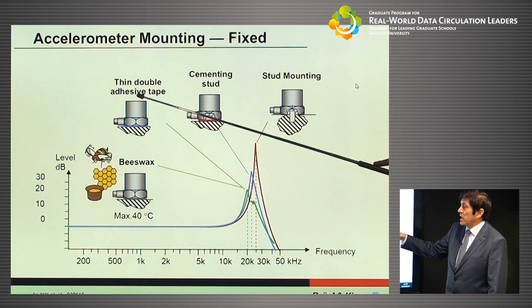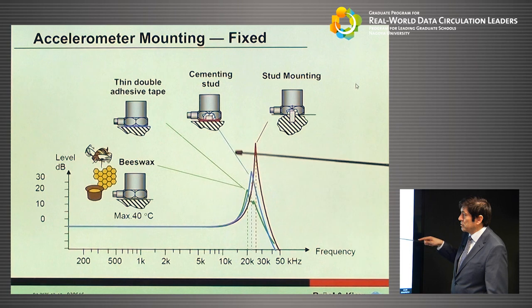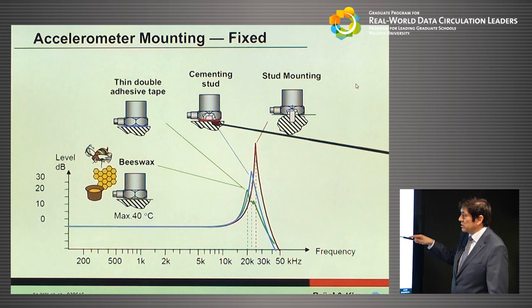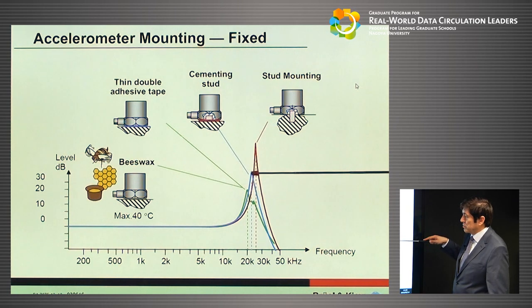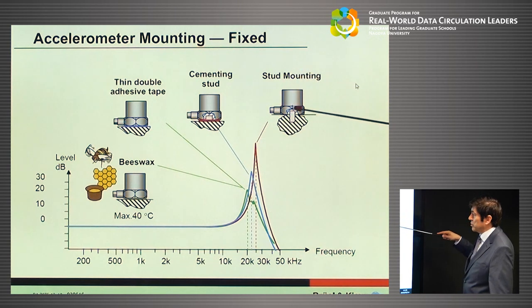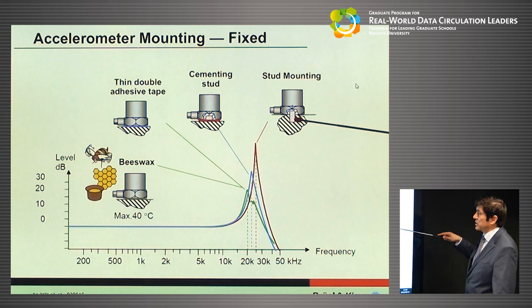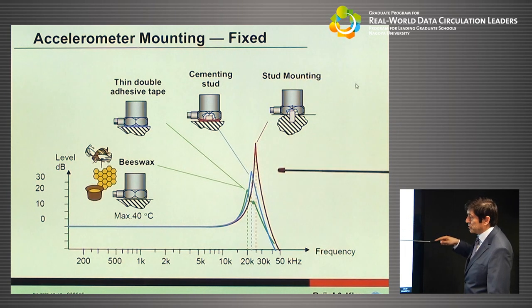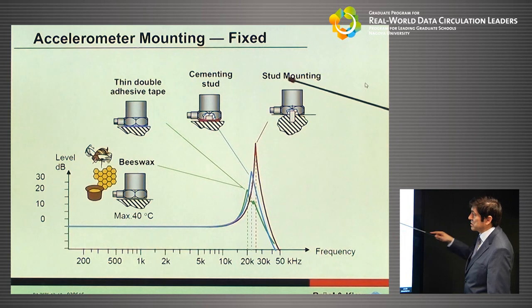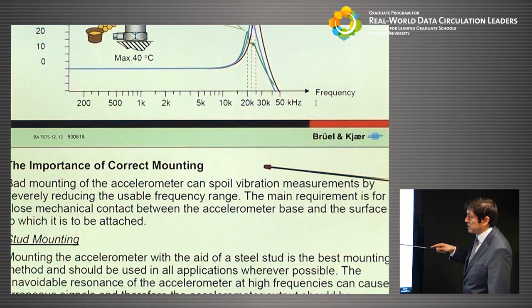How to fix the sensor? We can use adhesive tape, so we get this frequency curve, or stud. We can use a stud, that blue curve, cementing stud, and stud mounting, this red curve. So the highest frequency is obtained for stud mounting. That's the best way to fix the sensor, if we examine these three curves.